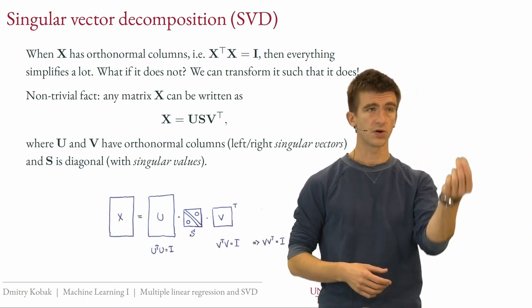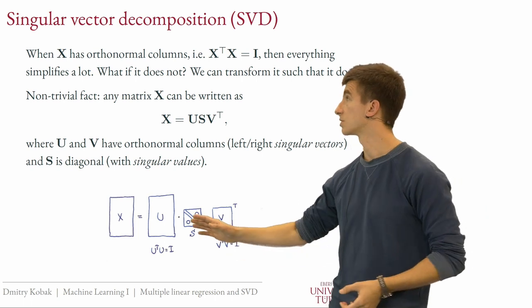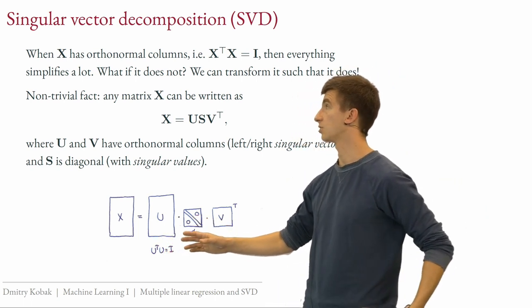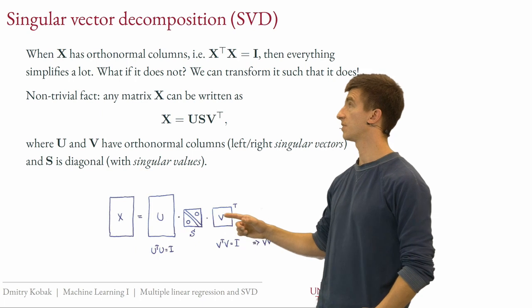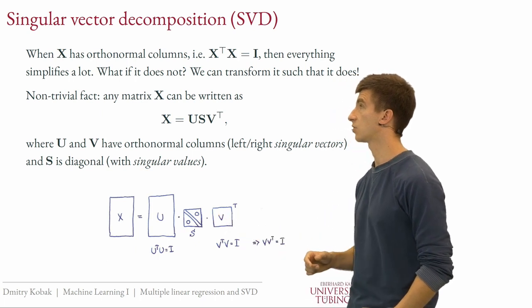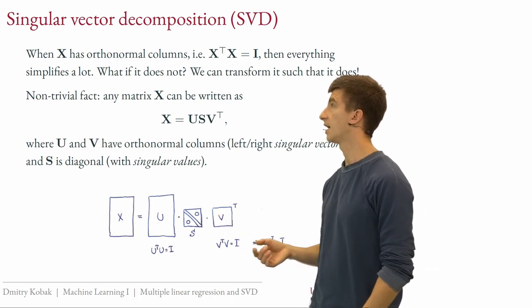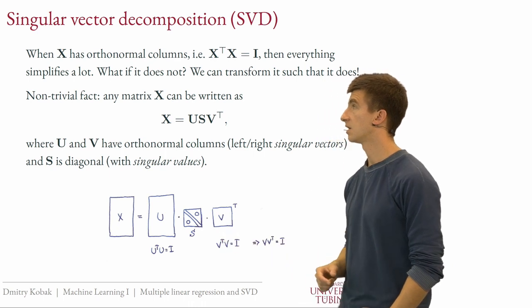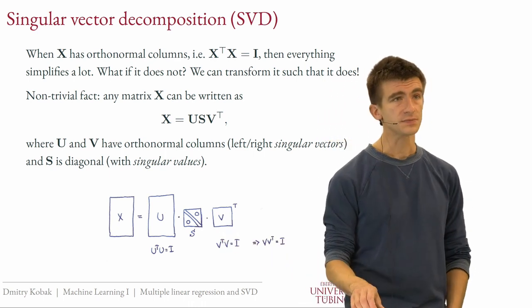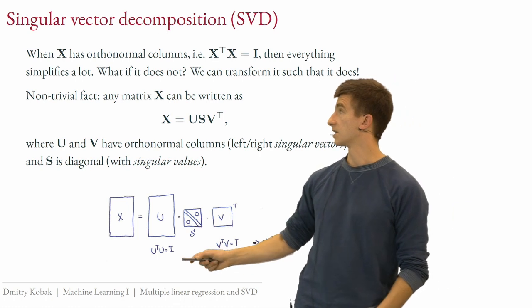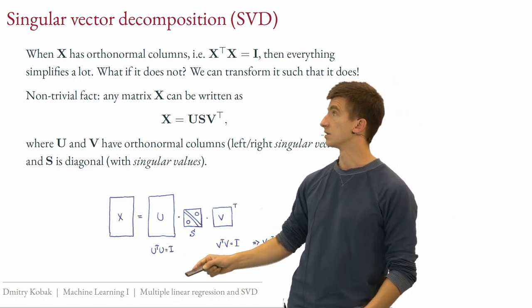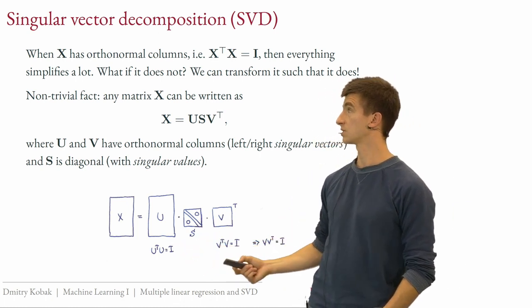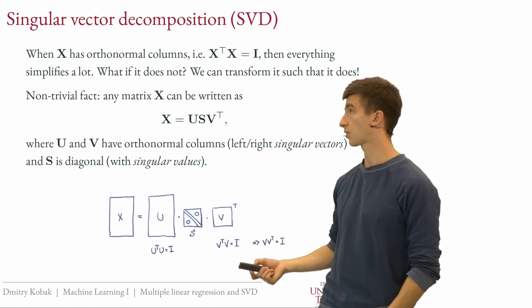So the columns of matrix U over here are called left singular vectors. The columns of matrix V are called right singular vectors, and elements of S are called singular values. And that's how to write the condition that U has orthonormal columns. That's how to write the condition that V has orthonormal columns.